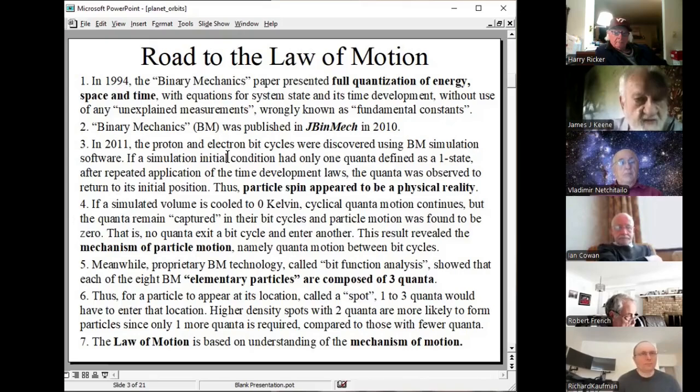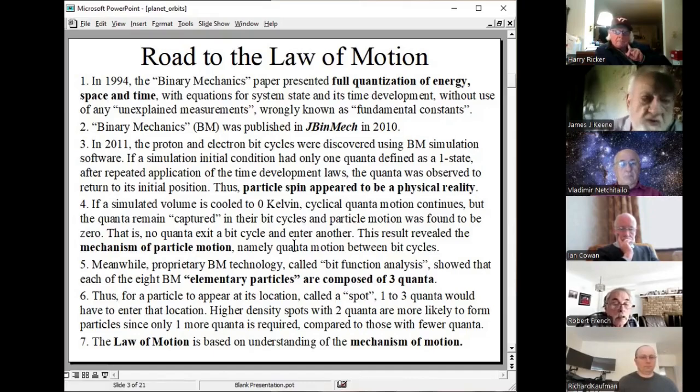For those quanta that remain, they're still circling in these bit cycles that I described. Quanta remain captured. This is an important word to create an image of what's going on. In their bit cycles, they're captured, and particle motion was found to be zero. Why? Because for a particle to move, a quanta must leave one bit cycle and go to the next. That is, no quanta exit a bit cycle and enter another when there's zero particle motion. This result revealed the mechanism of particle motion, namely quantum motion between bit cycles.